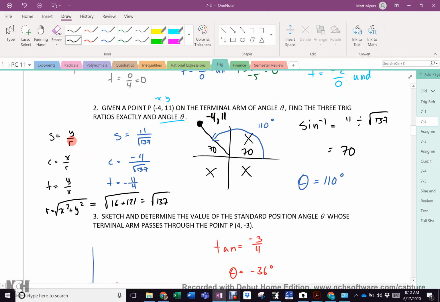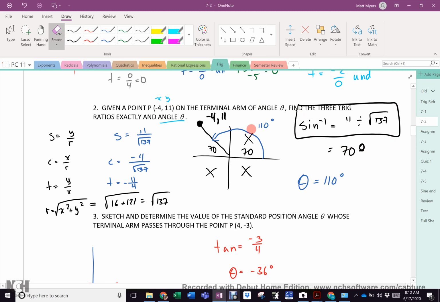Sine is y over r. Cosine is x over r. Tangent is y over x. And r, the hypotenuse, is the square root of x squared plus y squared, which is the square root of 137. So now I have a y and an r. Y was 11. R was the root of 137. Cosine is x over r, negative 4 over root 137. Tangent is y over x, negative 11 over 4. So I do all that math, and I do shift sine, and I get 70 degrees.